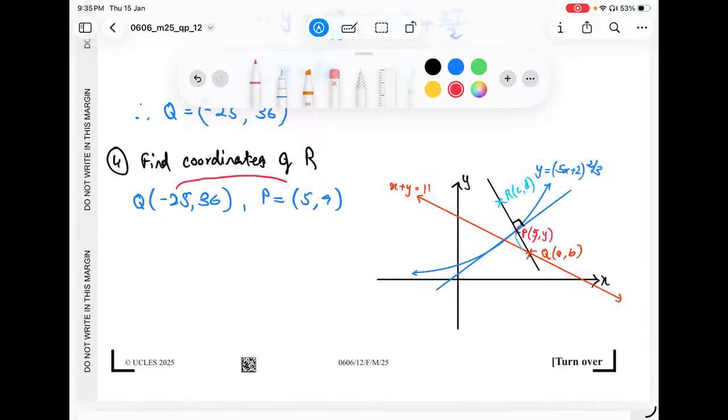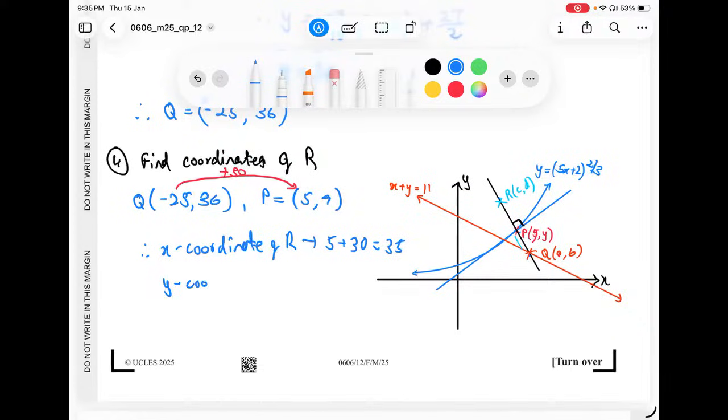Now let's do the transposing. So from negative 25 to 5, you need to add 30. So therefore, for R, the x coordinate of R is you need to add 30 from this 5. 5 plus 30, which is going to be 35.